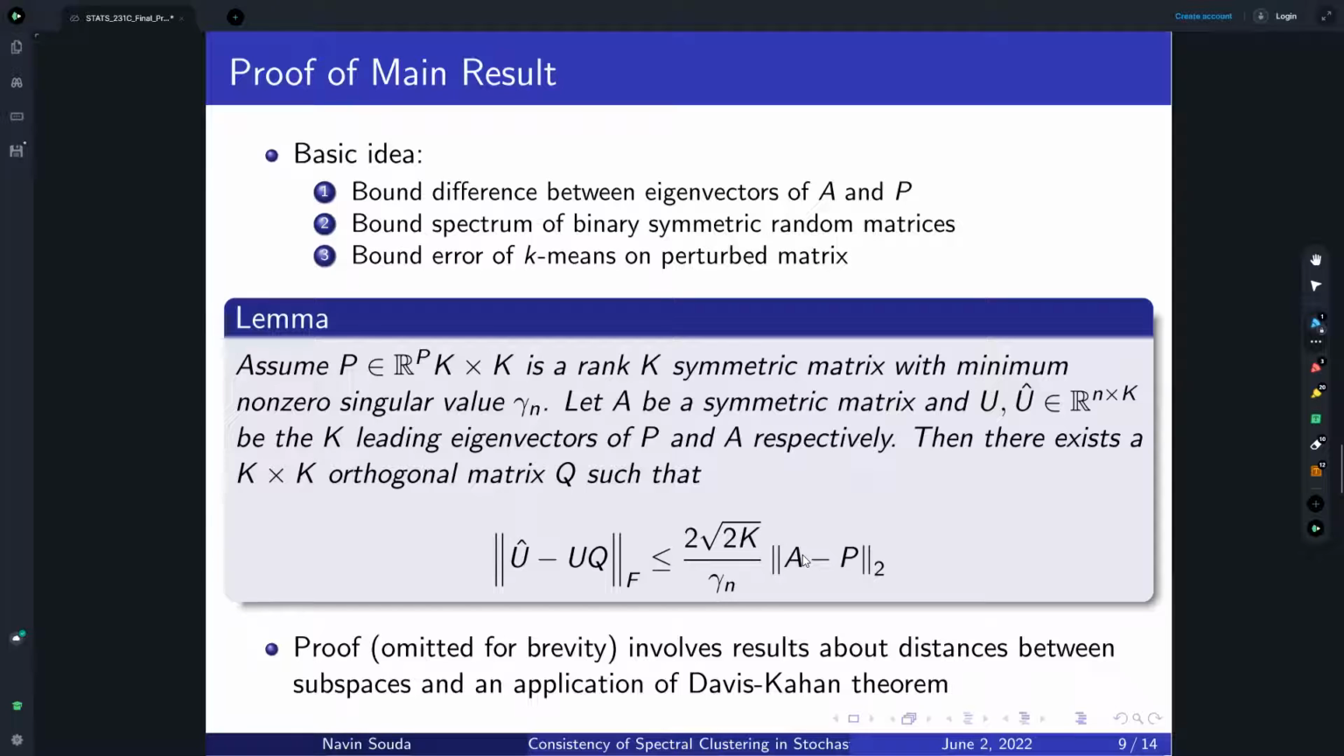The proof I have not included because we don't have that much time, but it involves results about distances between subspaces and an application of the Davis-Kahan sin theta theorem, which basically lets us bound the spectral norm of the difference between these matrices by the difference in eigenvalues.